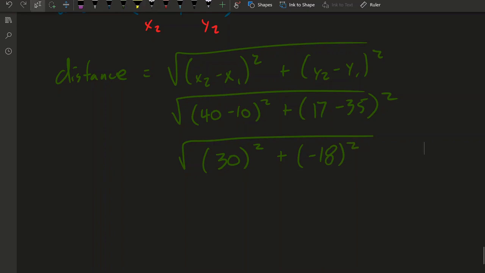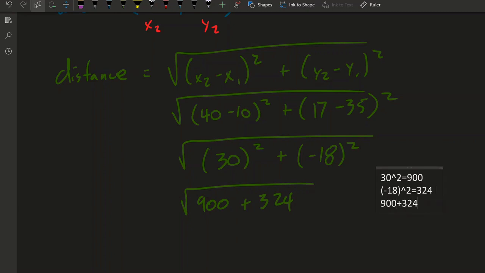I'm going to go ahead and use my calculator on this one just to make sure. 30 squared is equal to 900 and negative 18 squared is equal to 324. So I've got 900 plus 324. 900 plus 324 is equal to the square root of 1224.